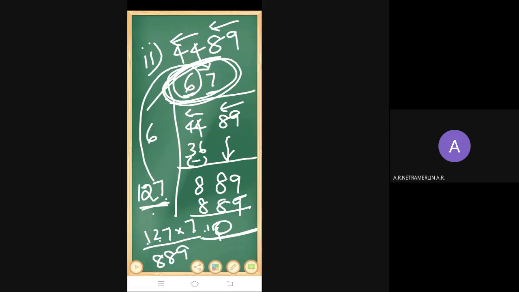So what is the answer for square root of 4489? Square root of 4489 is 67. Will you say the next sum? Are you all ready to give the answer for the next sum? Yes, ma'am.